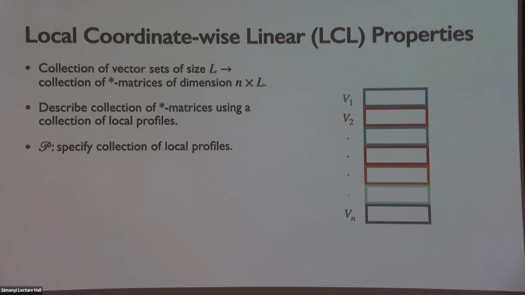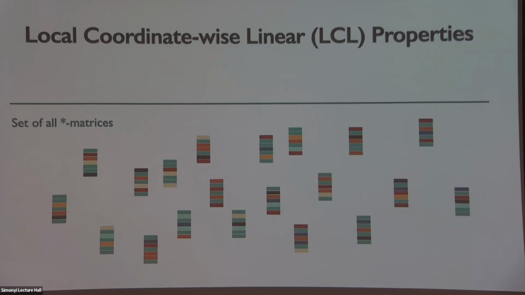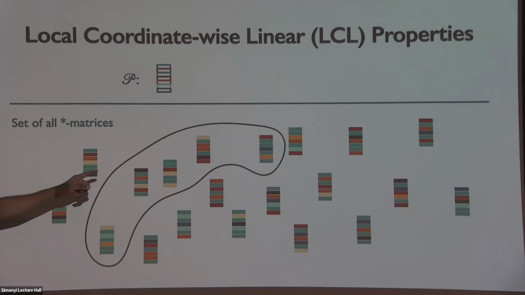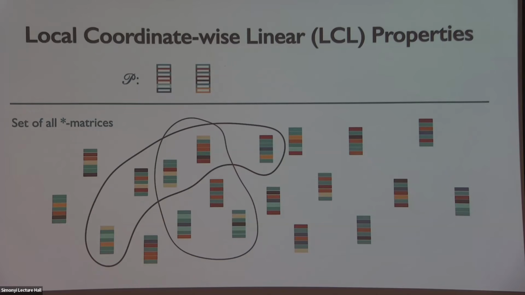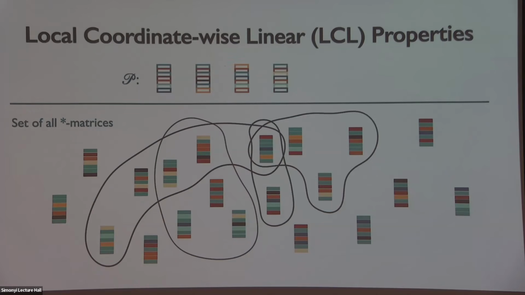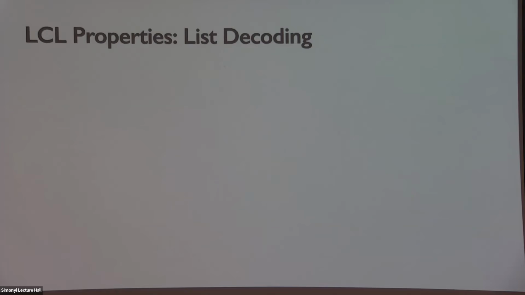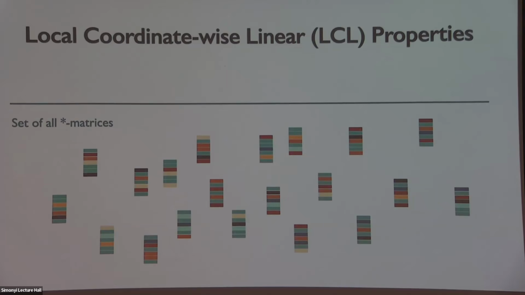Okay, so let's maybe look at a picture. It's easier with the picture. Assume that this is the collection of all star matrices, so all these matrices have distinct columns. I specify my LCL property P by specifying one local profile. I look at the star matrices it's describing, specify my second local profile, look at its relevant collection of star matrices, and so on. So each local profile specifies a set of constraints, one for each coordinate.